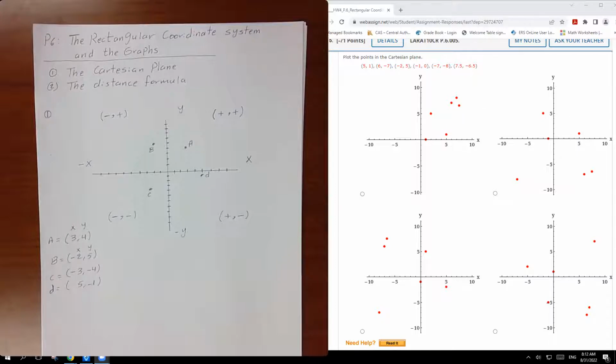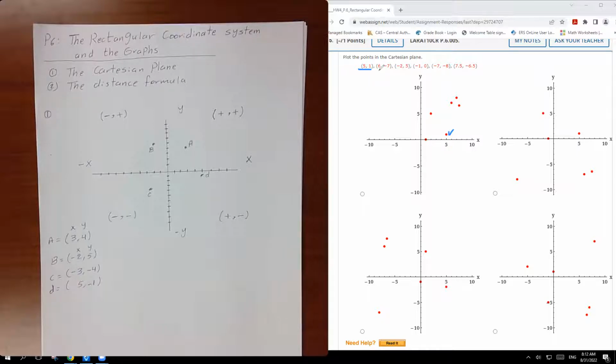So let's start with the first one. The first point is 5, 1. That means X is 5, Y is 1. Let's start with this graph. X is 5, so that means 1, 2, 3, 4, 5. And Y is 1, so I'm going to go up 1. So this is right. The first point is right because I found a point here.